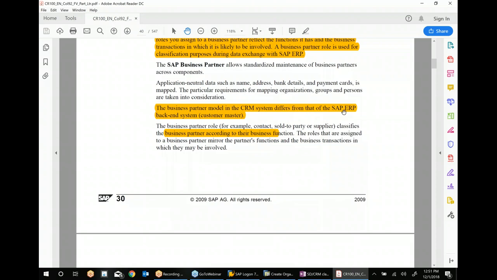Business partner model in SAP CRM differs from that of the ERP backend system customer master. So the business partner model which we have in CRM is quite different from the customer master model which we have in backend ERP. In backend ERP, we created a customer master. We created a business partner. All those different functions we created. There are two different functions. We're going to talk about it.